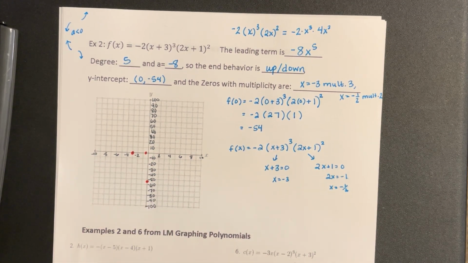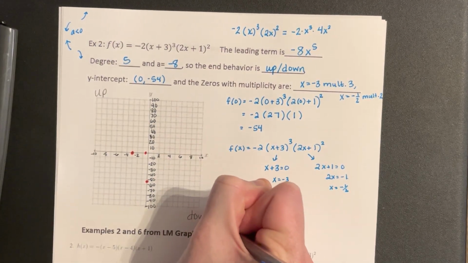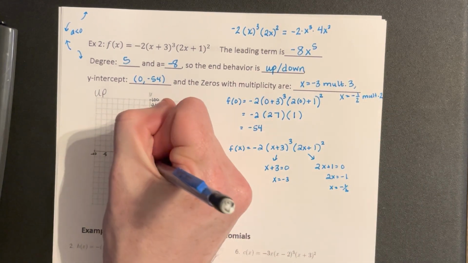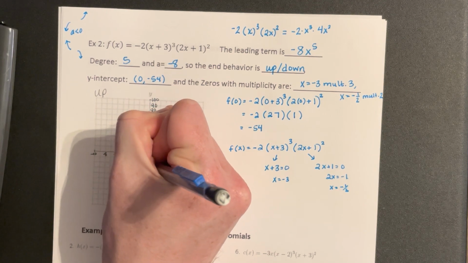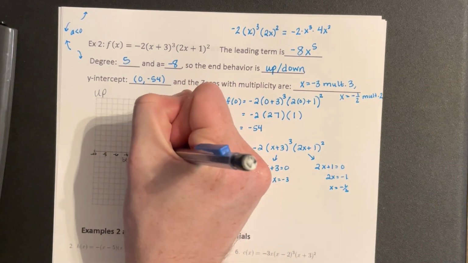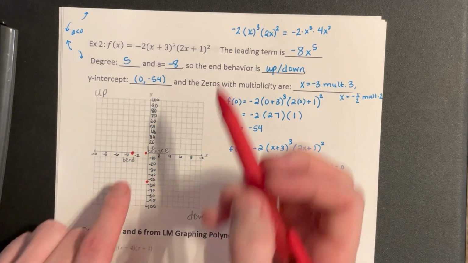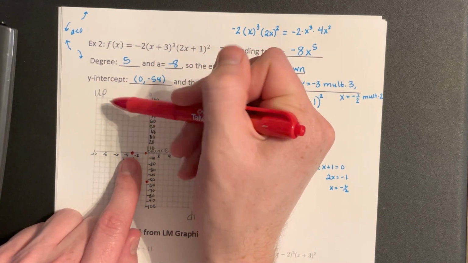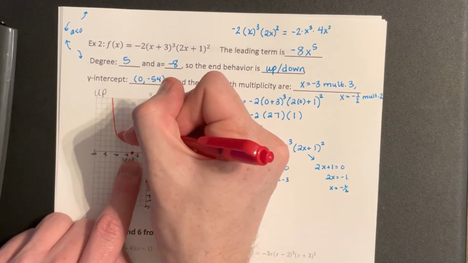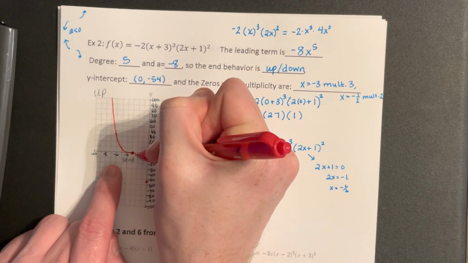Based off this function, we had an up-down behavior, so I'm going to go up on the left, down on the right. We had a multiplicity of 3 here, so this was going to be a bend or a wiggle, and at -1/2, it will bounce. Okay, so if I need to come from this direction on the left, I'm going to go somewhere about there, and I know it needs to bend. So that's going to be where it kind of just wiggles. It doesn't go straight through. It makes that curved pattern.